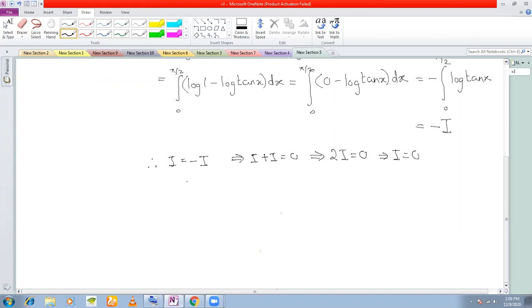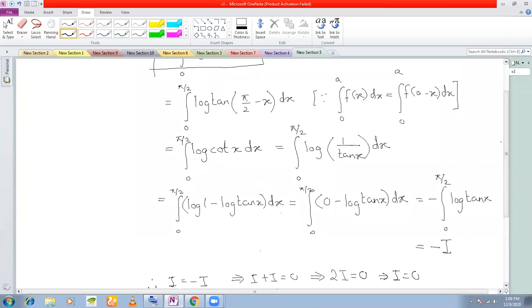And what was I? I was the integral from 0 to pi by 2 of log tan x dx, which is equal to 0. Understood? See how easy it becomes. If you had used the fundamental theorem here, it would have become so lengthy. But now since we know the properties, we have just done it in two lines.